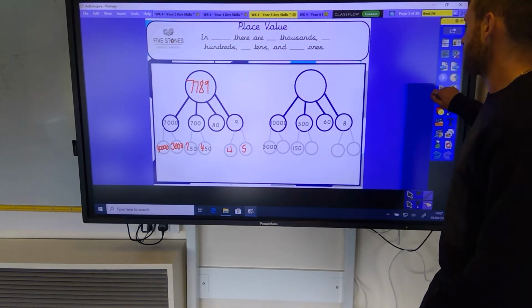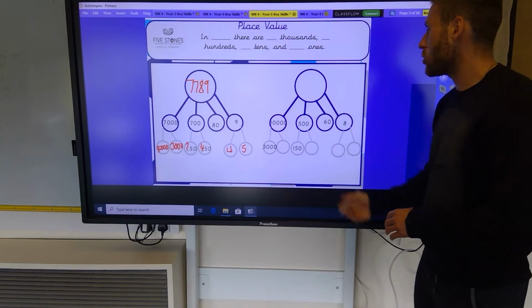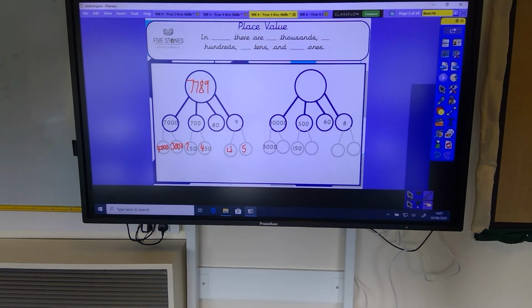Are we ready? This one's for you. Look at the parts that we know, partition off into smaller parts, but ultimately try and find that whole. Off you go. Pause the video to give yourself more time.